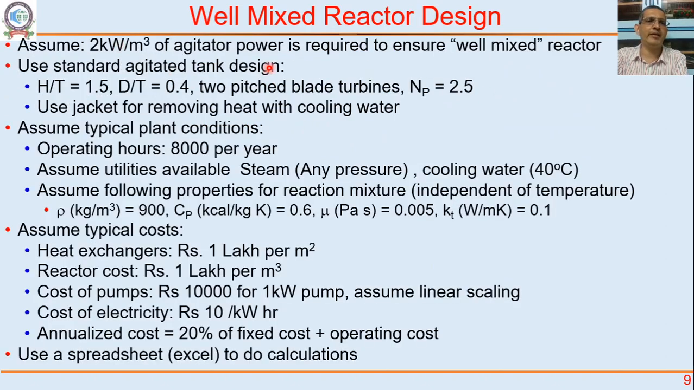Use a standard agitated tank design. The height to tank diameter ratio is 1.5. The impeller diameter to tank diameter ratio is 0.4. Two pitch blade turbines. The power number is 2.5. Here is what I mean. So this is my tank, agitated tank.